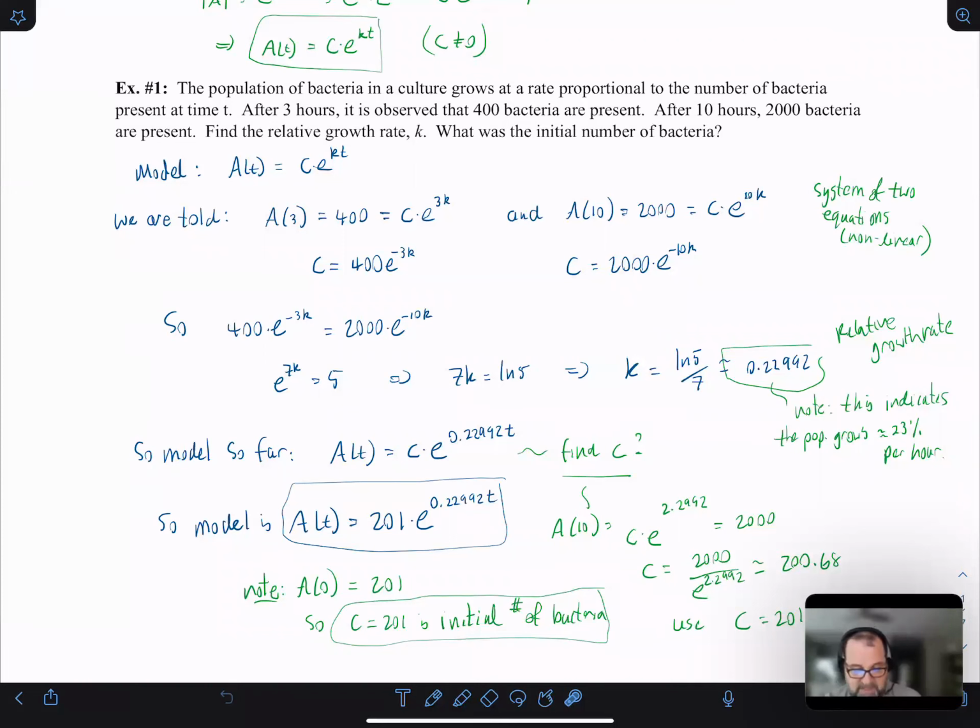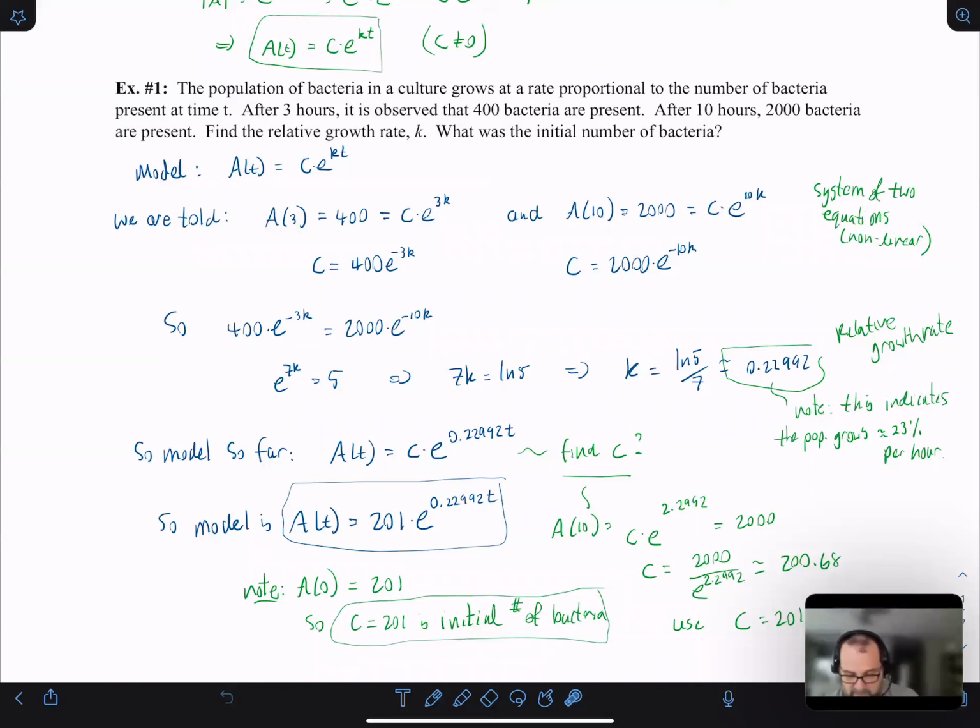Again, this K number can also be thought of as a relative growth rate, relative as in percentage. This tells us that this population of bacteria is growing at about 23% per hour, because T was in hours. So this is our relative growth rate. So the K is always the relative growth rate, the percentage growth rate, but quoted as a decimal.